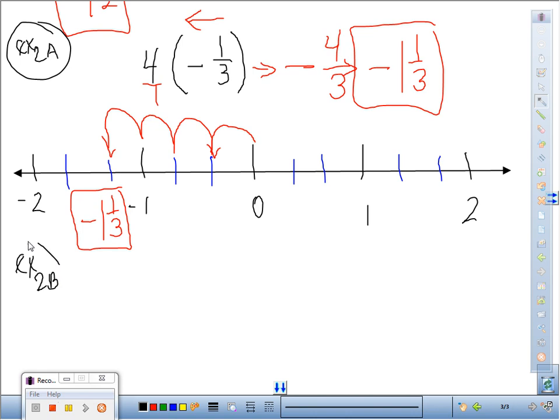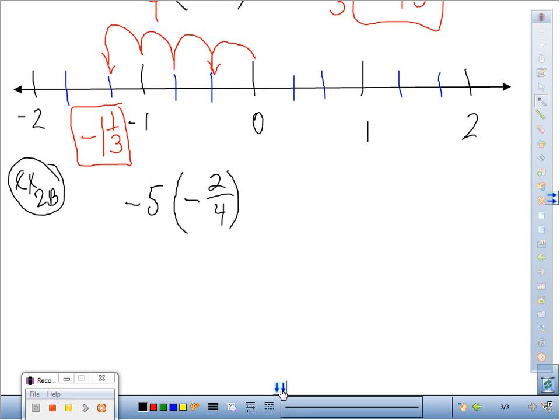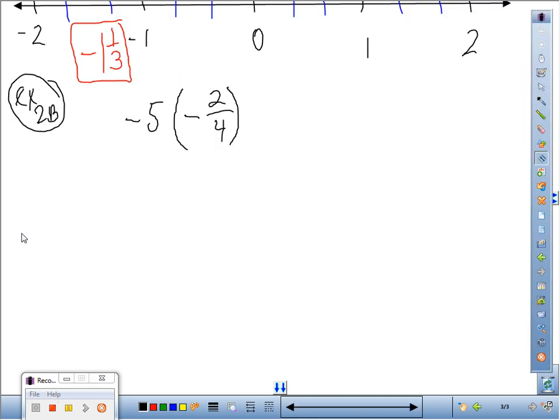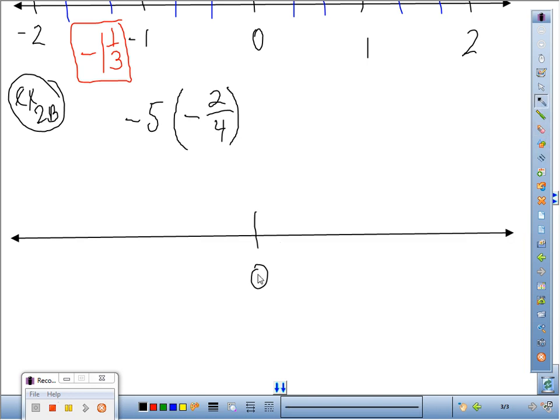Example 2B. We're going to do this next one together. Here we go. -5 times -2/4. So, let's draw our number line. Zero, 1, 2, leave a little space extra, -1, -2.